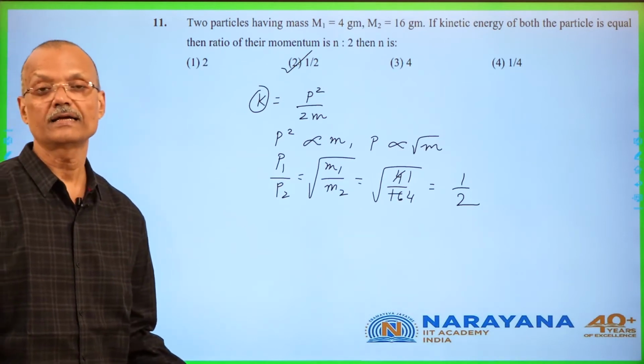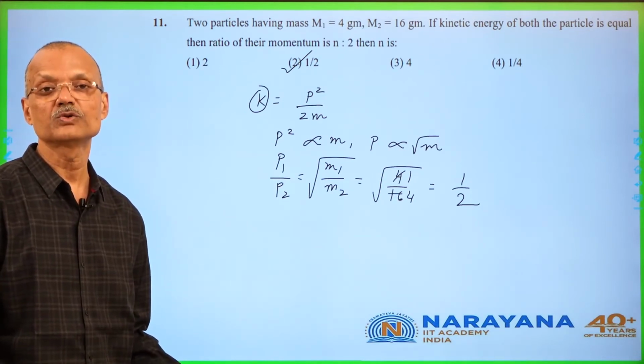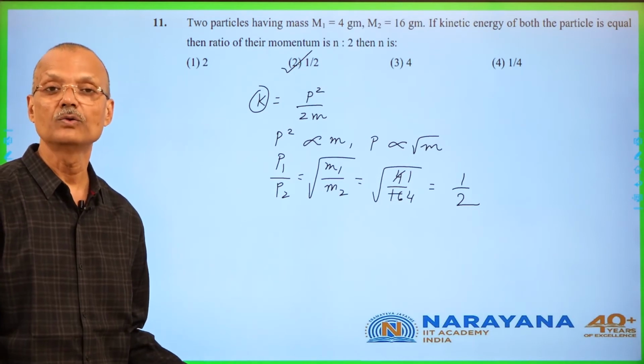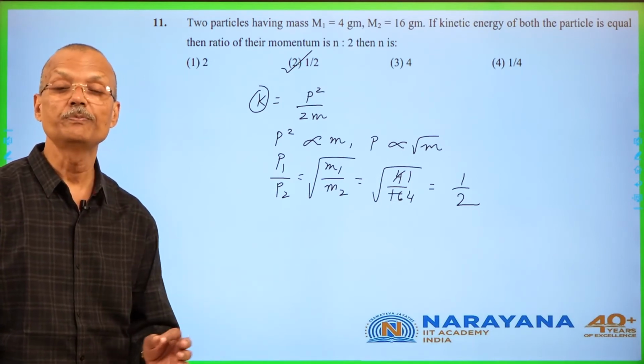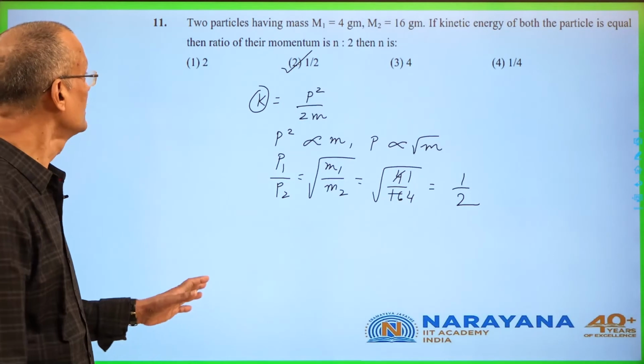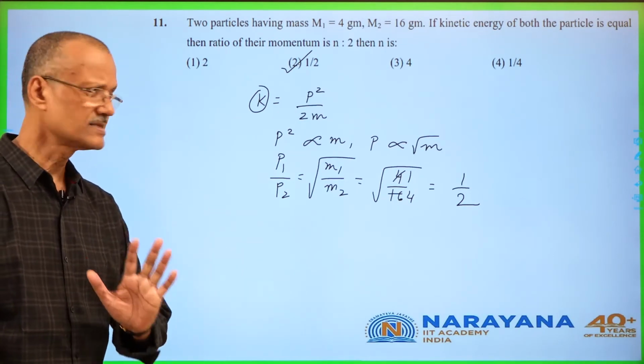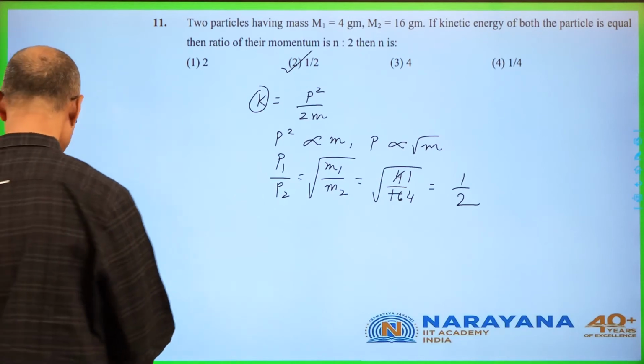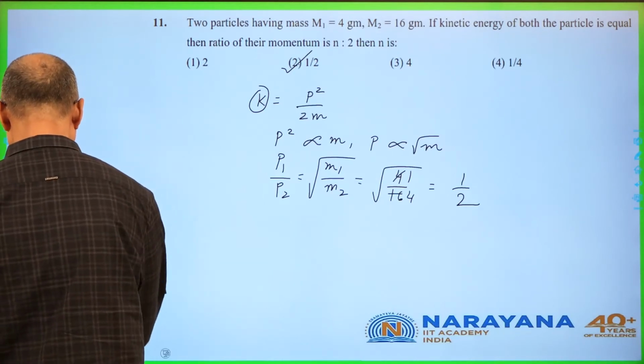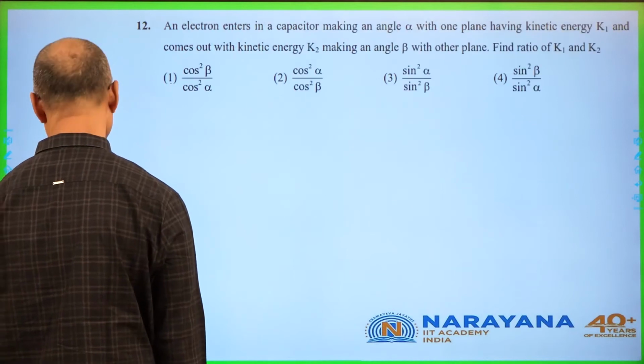Simple. Kinetic energy equal to P squared by 2m. Every child knows. I hope that you people also have done well. Overall, the physics paper, if you see, is just a simple paper. Let us move now to the next question.